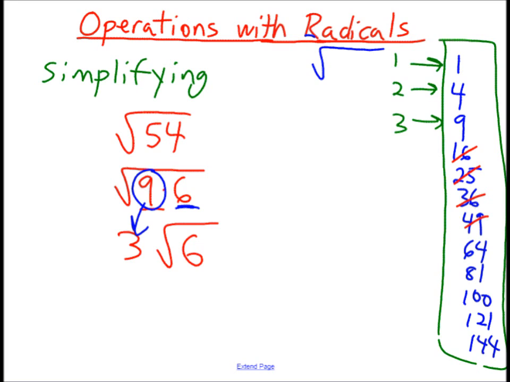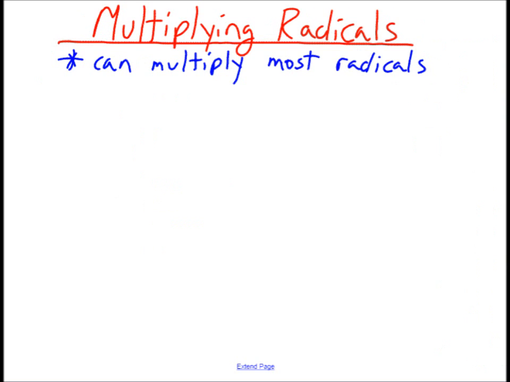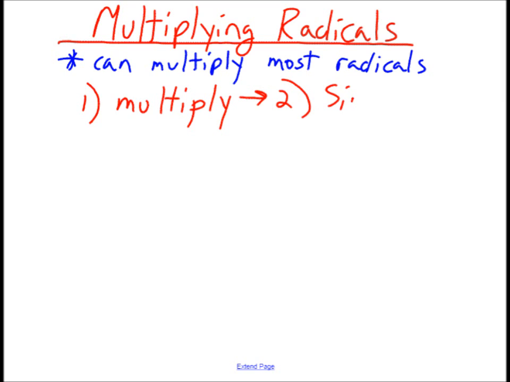Now let's move on to multiplying radicals. We could really multiply most radical problems together. In algebra and math in general, there are stricter rules for adding and subtracting than there are for multiplying. Multiplication is a little bit easier to do for anything you have, so most problems you will be able to multiply together. First, you're going to multiply, and after you multiply, then you're going to simplify just like we did in the review.